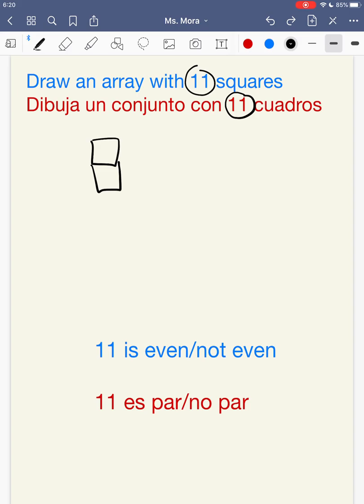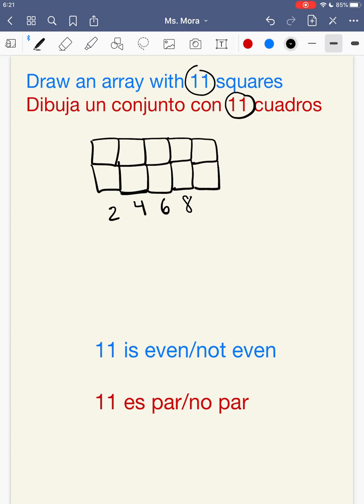So I have 2 rows. I have 2 here. I'm going to draw another square for my top row, another square for my bottom row. Now I have 4 squares. I'm going to add another square up top and another square down to my bottom row. I have 6. Another square for my top row, another square for my bottom row, 8. Another square for my top row, another for my bottom row, 10.